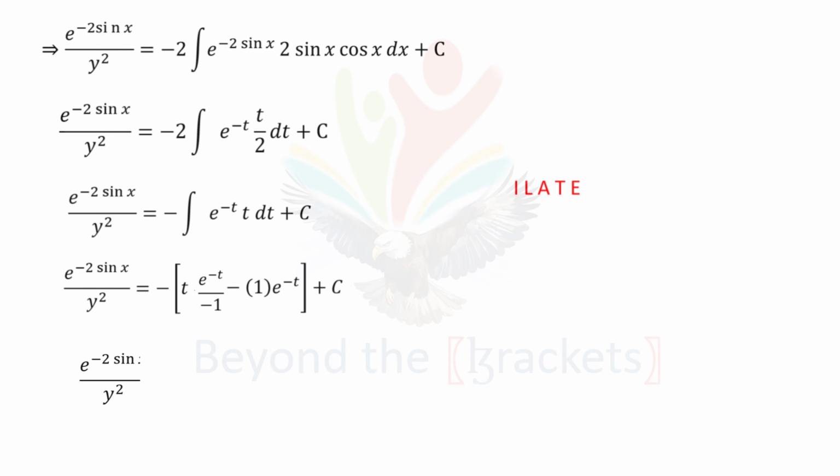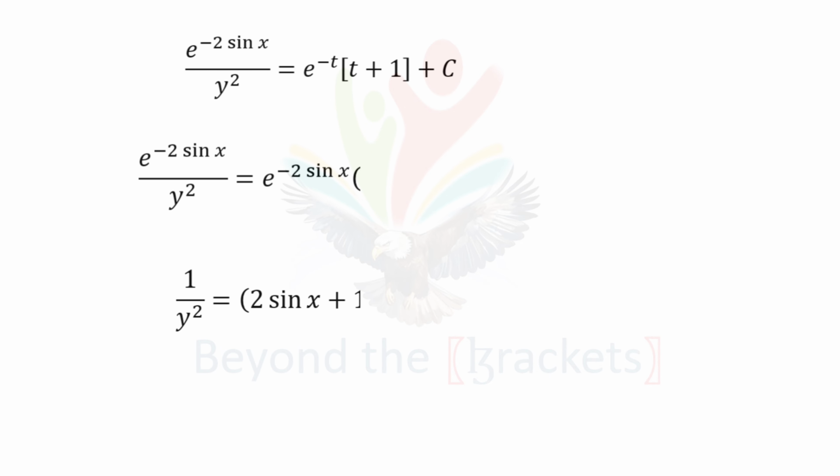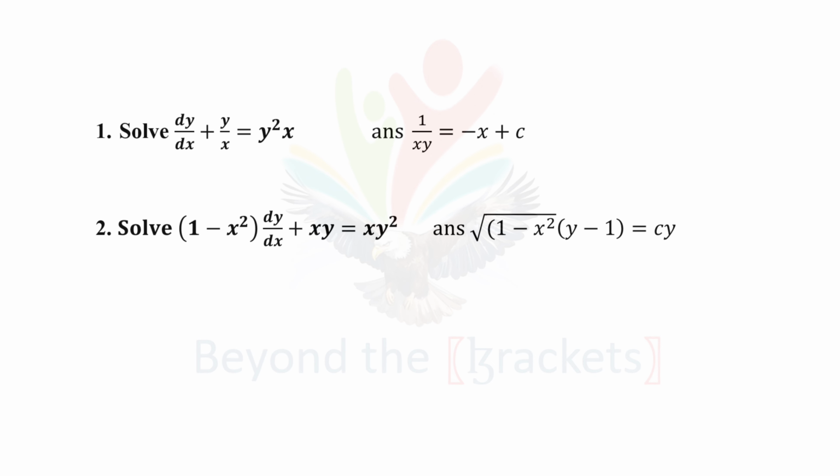E power minus t is common for both the terms, so we get e power minus t into t plus 1. Replace t with its value, that is 2 sin x, which concludes the solution of this question. Additional problems along with their corresponding answers have been provided for further practice.